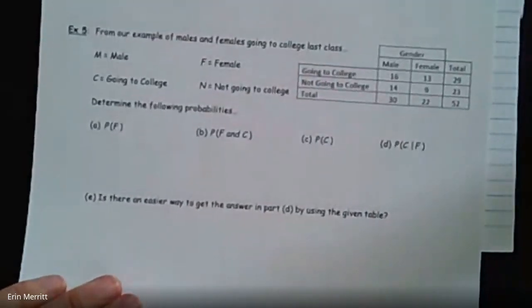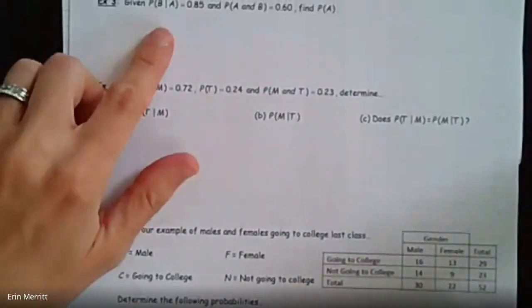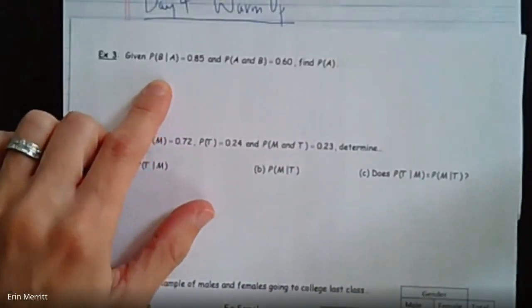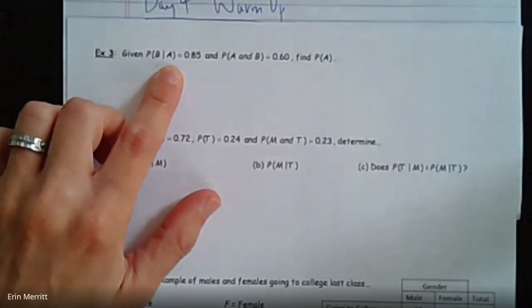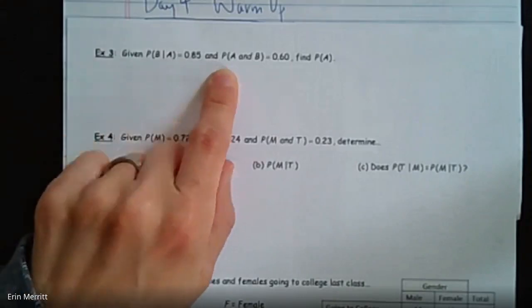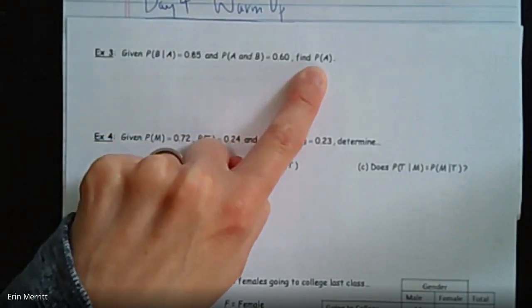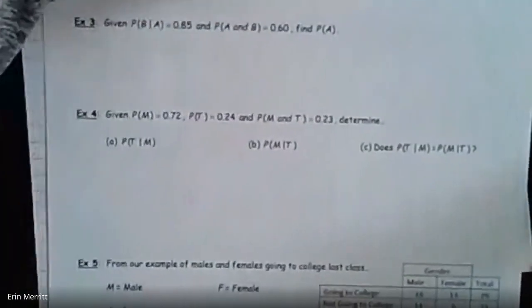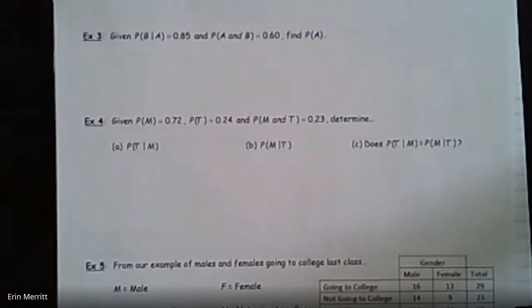We got a couple different examples. Some of these ones will go kind of quick. So this one, given the probability of B given A, they're giving you that new stuff. And the probability of B and A is 0.6. Find the probability of just A. All this is trying to show is that if I know this formula, I can plug in anywhere I need to and solve for the missing piece of it.